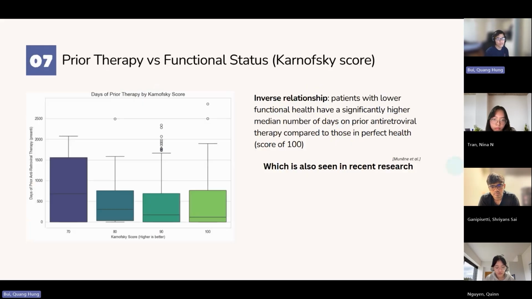We also want to investigate the correlation between prior therapy and the Karnofsky score, which is the functional score of the patient. Our initial hypothesis is that with more therapy, patients should improve in functionality. However, data shows the opposite, as seen from the lowering medians as the score increases. Nevertheless, we found recent research that supports and goes deeper into explaining this phenomenon.